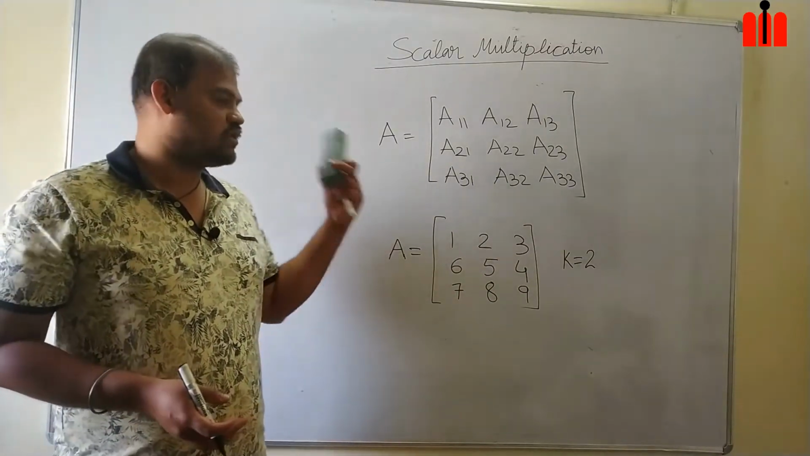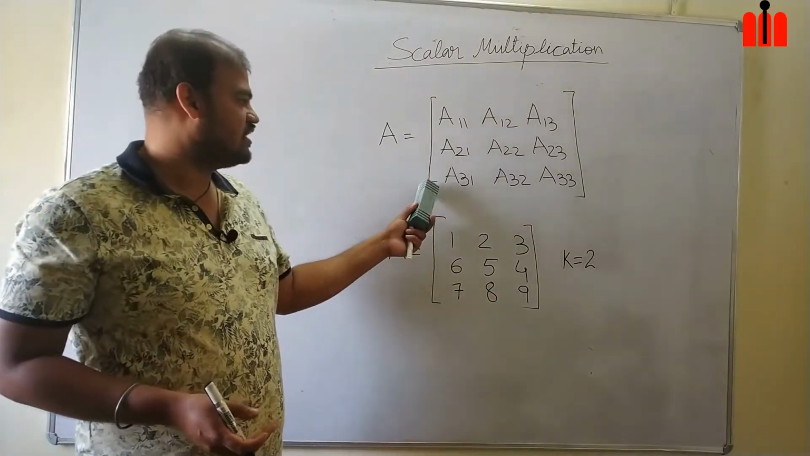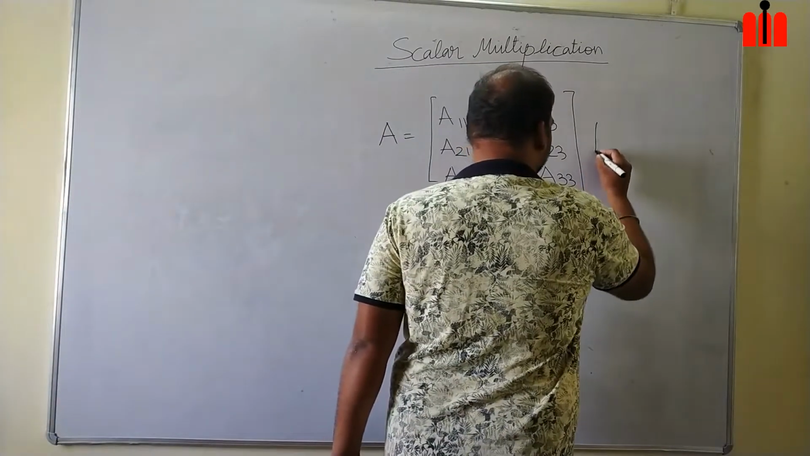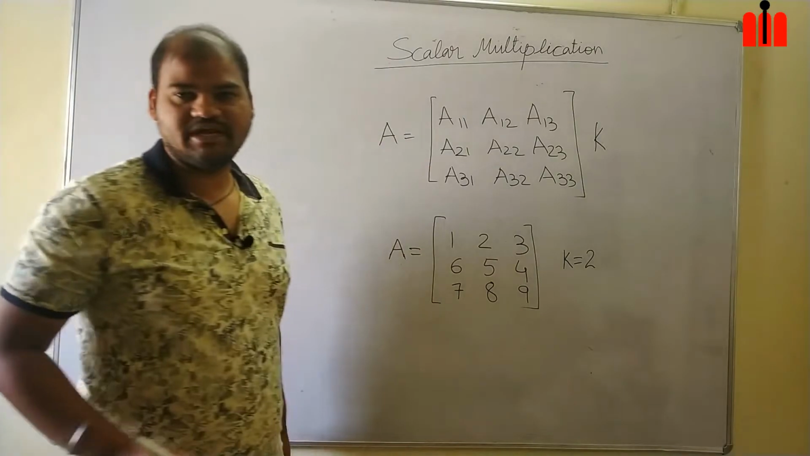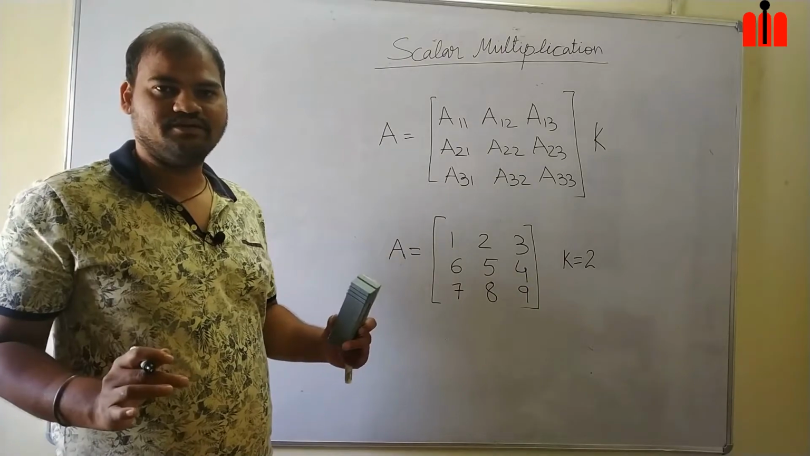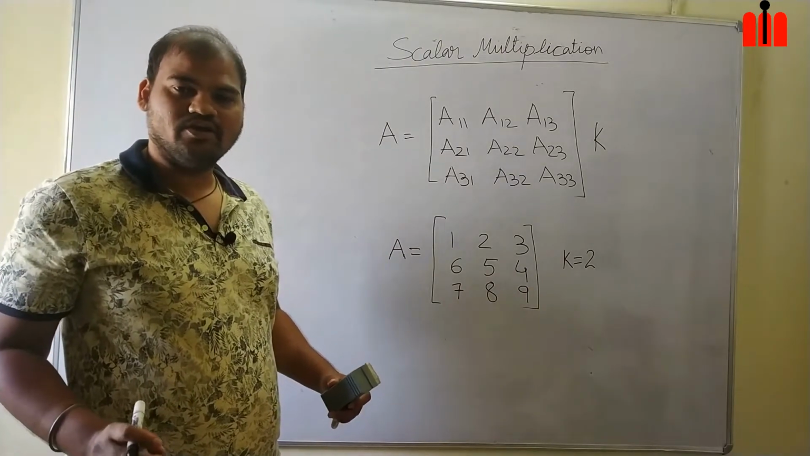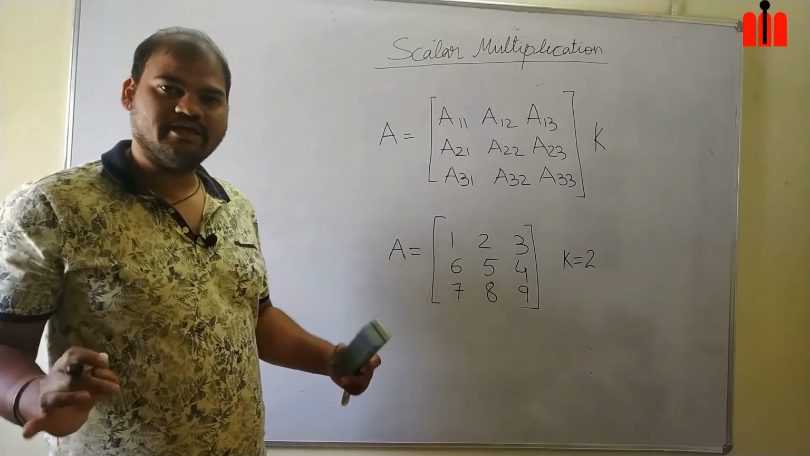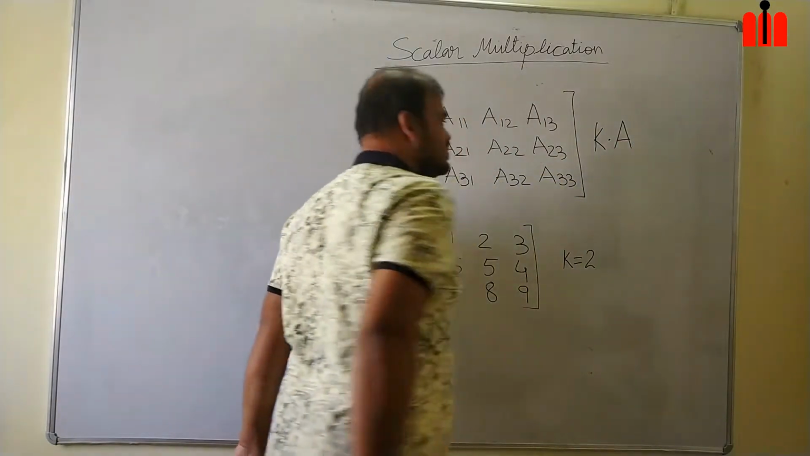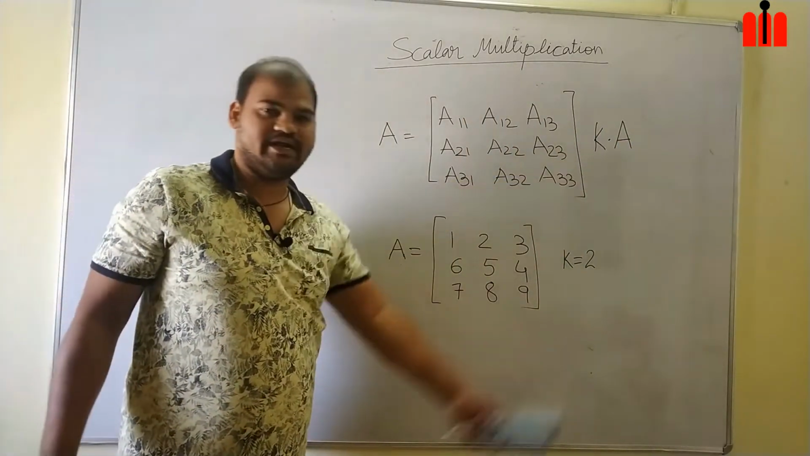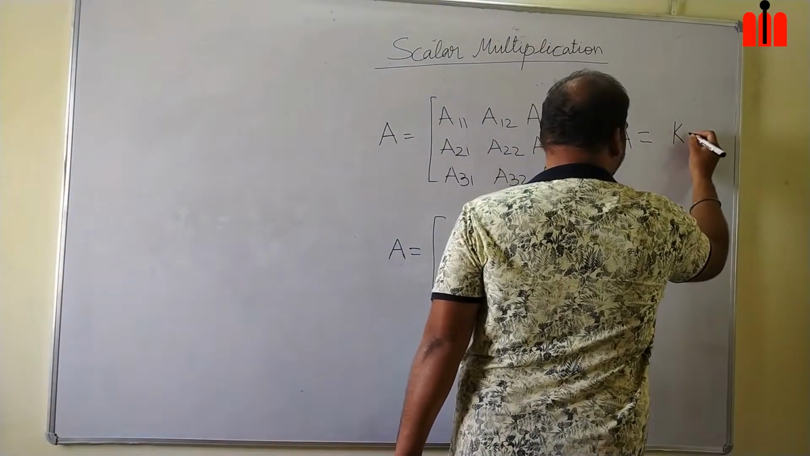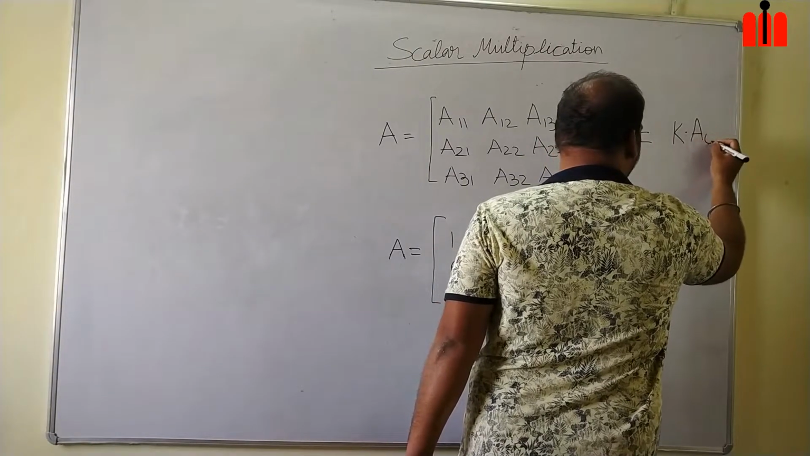So for scalar multiplication, once we multiply a scalar with the matrix, I will represent my scalar with k. What is k? k is a scalar which can be any number, right? I repeat, a scalar can be any number, into A. This is the scalar multiplication, k into matrix A. This is equal to k into aij.